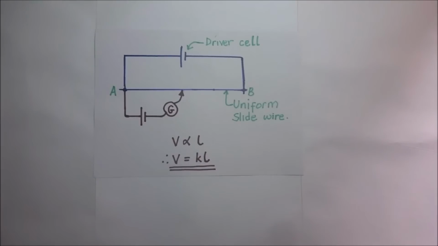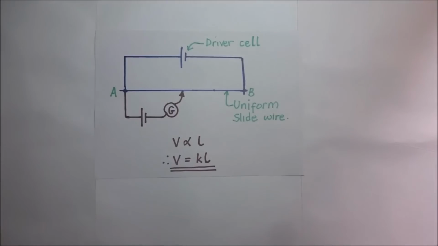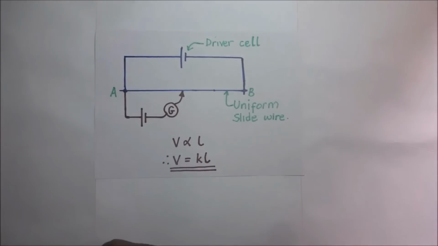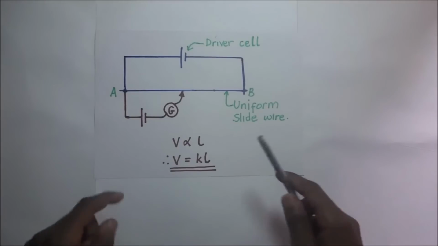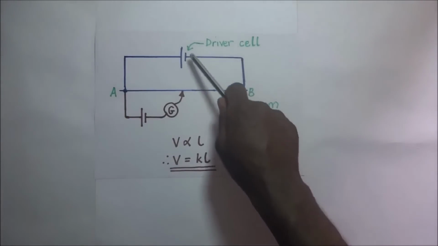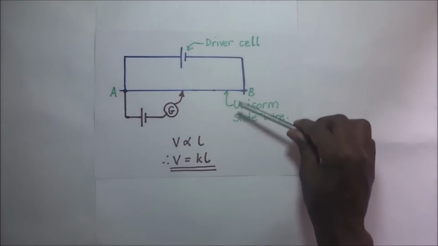Now, for those of you who might want to take notes, let me repeat the principle of a slide wire potentiometer briefly. A potentiometer consists of a uniform slide wire, and this slide wire can be of any length. It could be 1 meter, it could be more than that. Now this potentiometer is connected in series with a driver cell which maintains a steady current through the wire. Since the wire is uniform, it has a constant resistance per centimeter.